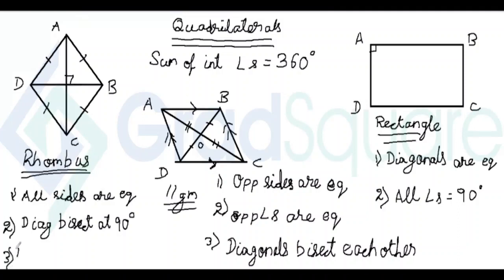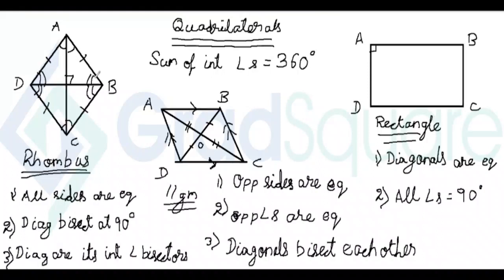And the third property is that the diagonals of a rhombus are its interior angle bisectors. Okay. So what I mean by that is that if I take the diagonal AC, it is going to bisect the angle A and it's also going to bisect the angle C. BD is going to bisect angle B as well as angle D. Okay. The diagonals of a rhombus are its interior angle bisectors.